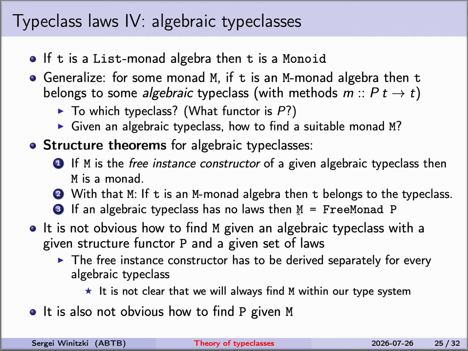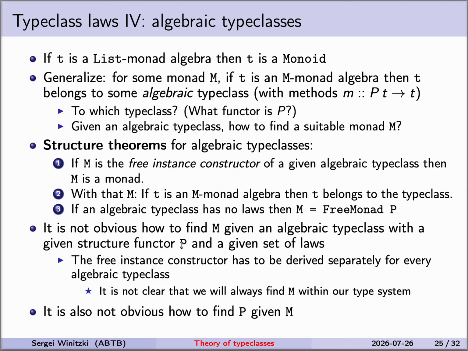So we're not really going to do category theory in this tutorial, but I just want to mention that this is a technique that is inspired by category theory. It tells you, okay, well, maybe if I reformulate something like this, then I can get interesting results. There are difficulties, certainly, such as that the free instance constructor has to be derived by hand separately for every algebraic type class.